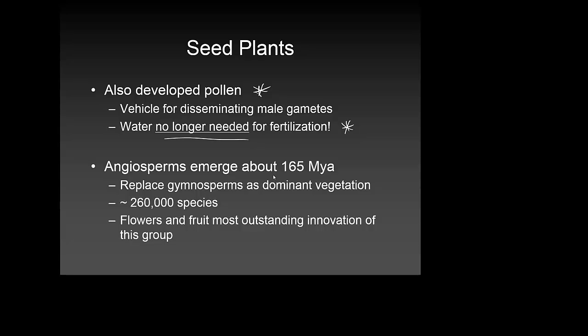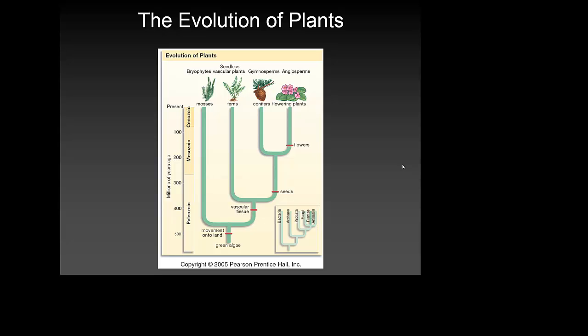And then eventually, about 165 million years ago, we get angiosperms, or the flowering plants, and I think you know now they are by far the most dominant plants on the planet. So these derived characters that we've talked about before, the red lines here, the flowers, the seeds, the vascular tissue, okay, those are critical derived characters in order for our plants to succeed on land.